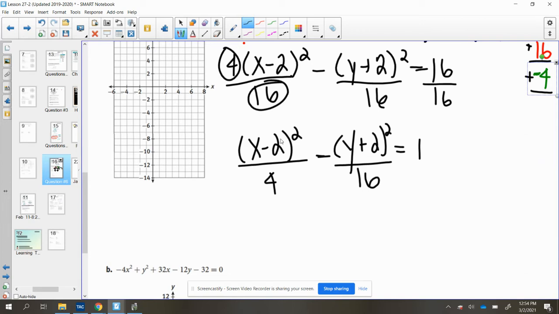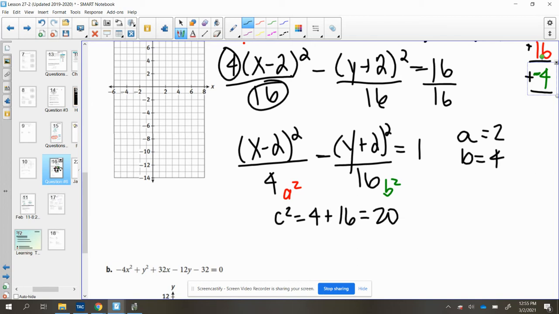So what we notice here is this is going to be horizontal opening because the x squared is first. And then a reminder, a squared is always going to come underneath whatever term is listed first. B squared is going to be underneath whatever one is listed second. So we're going to have a is 2, b is 4 when we square root those. And then c squared is a squared plus b squared. So c squared is 20.